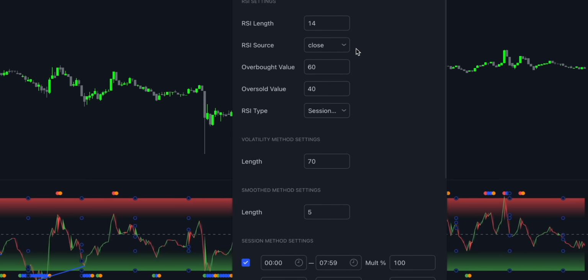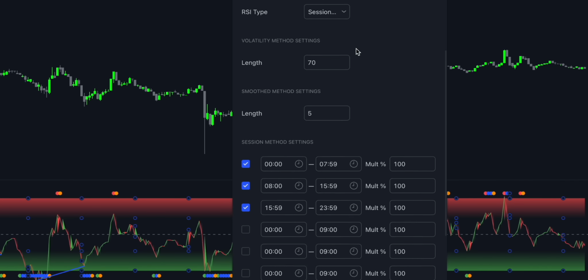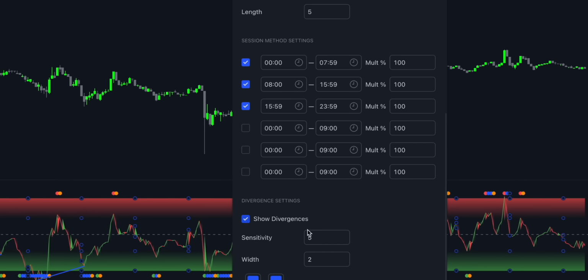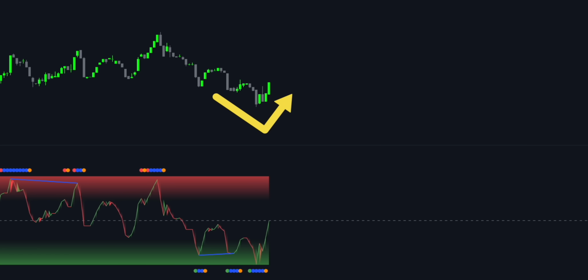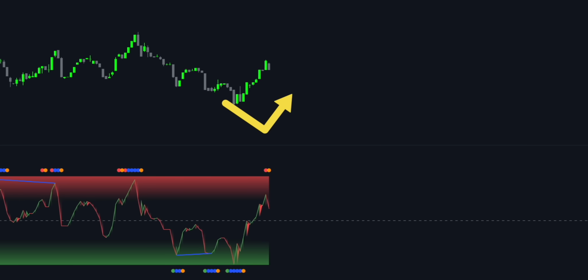Additionally, the RSI Supreme Multi-Method Indicator draws divergences on the oscillator, providing an extra layer of analysis. Divergences occur when the direction of the RSI differs from the direction of the price movement, potentially signaling trend reversals. For example, when the price makes lower lows, but the RSI makes higher lows, the indicator marks this as a bullish divergence. Traders can expect the price to reverse to the upside.